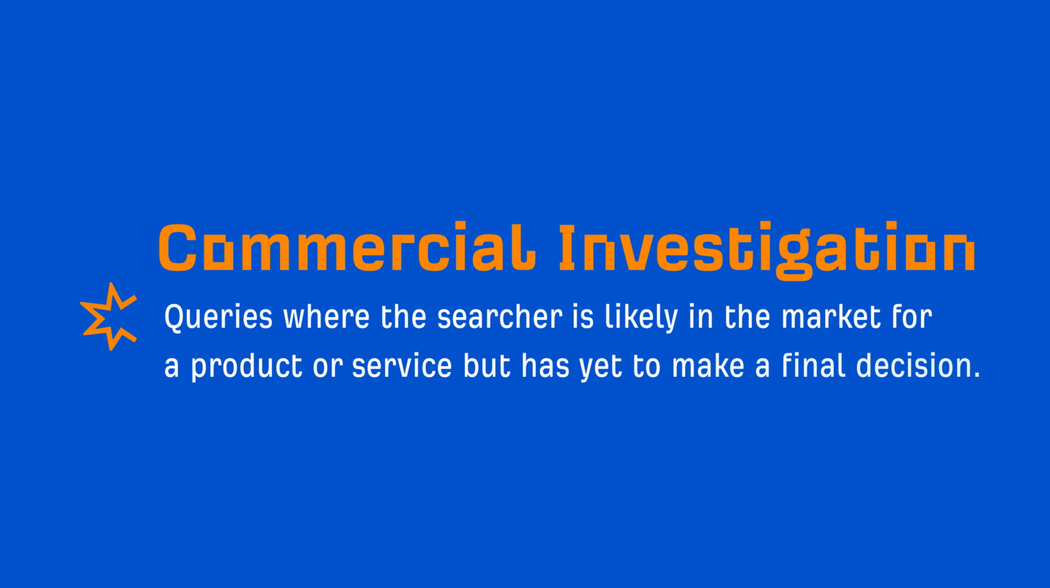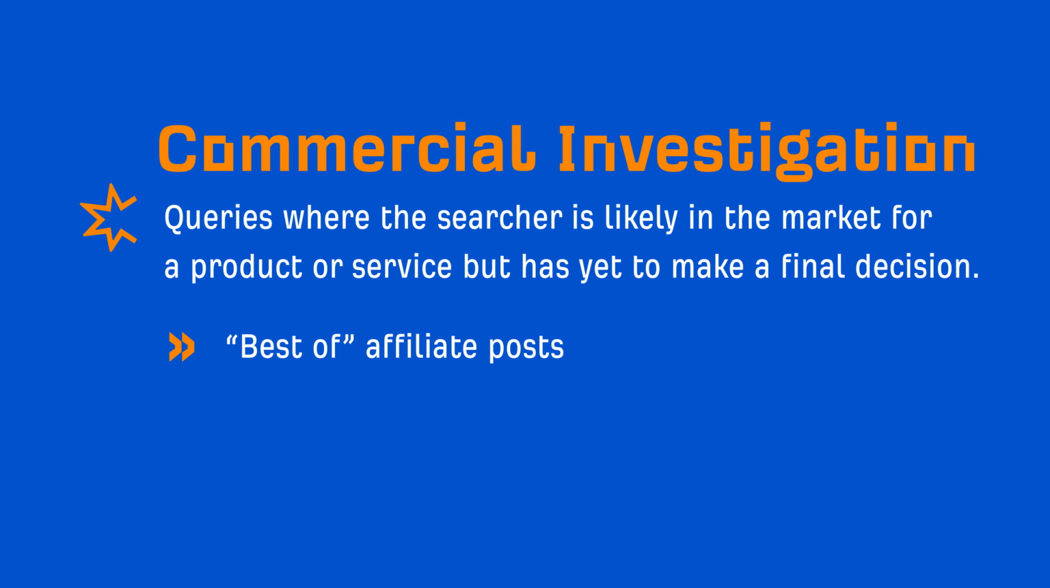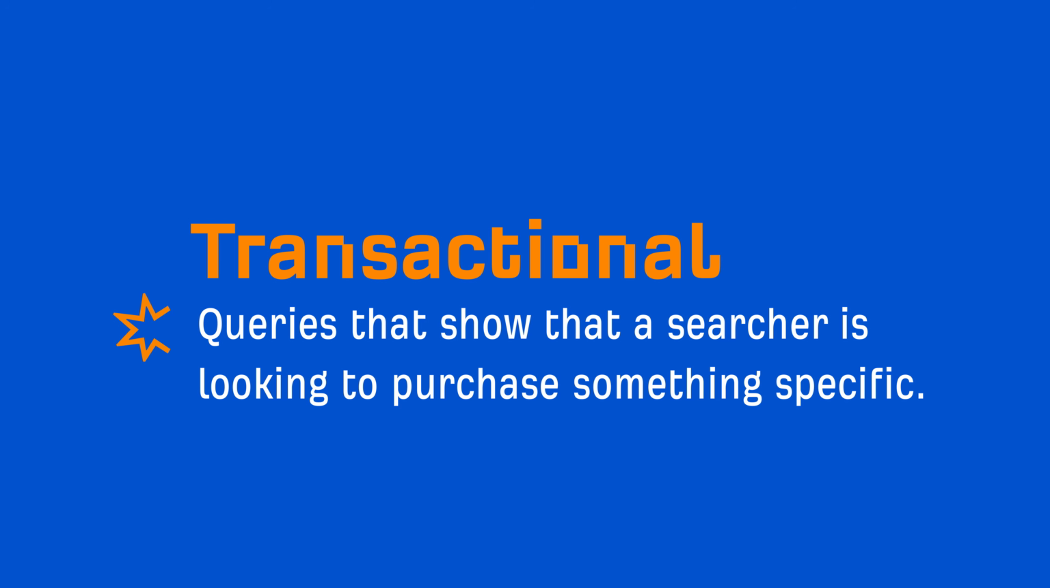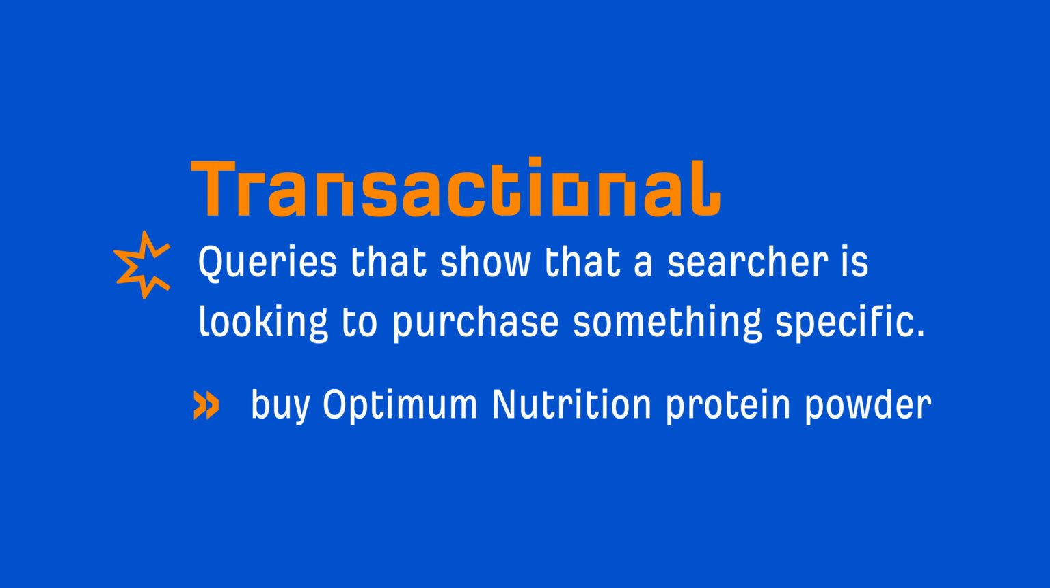Now, commercial investigation queries are ones where the searcher is likely in the market for a product or service, but has yet to make a final decision. So think of your typical best of affiliate posts, reviews, and comparisons. Searchers are basically weighing out their options, but have yet to make a more specific decision. And these queries are fair game if you have products or services to sell, or if you run an affiliate site. And finally are transactional queries, which are queries that show that a searcher is looking to purchase something specific. For example, buy Optimum Nutrition protein powder. And these queries are usually reserved for websites that sell that product or service.